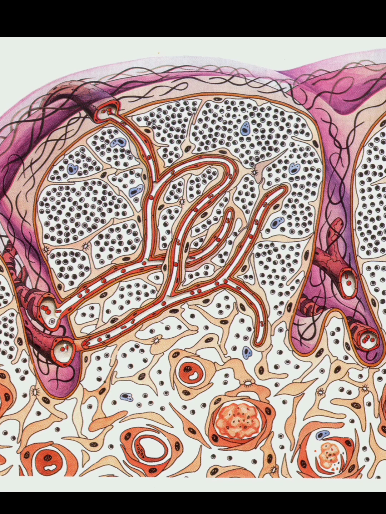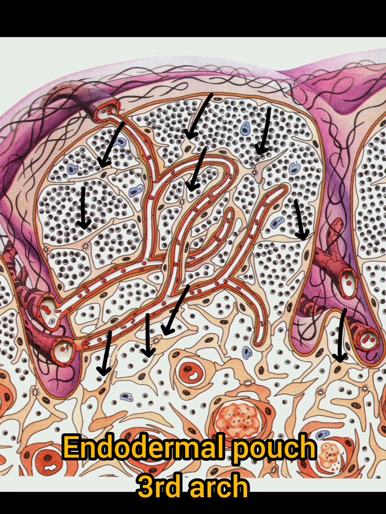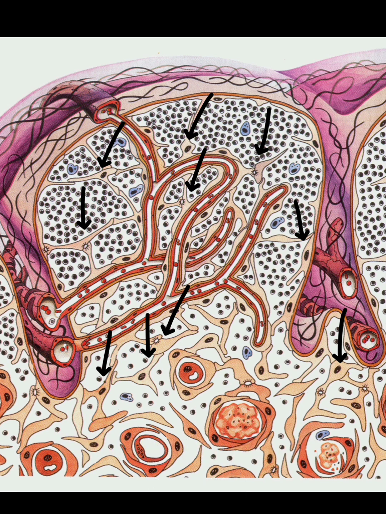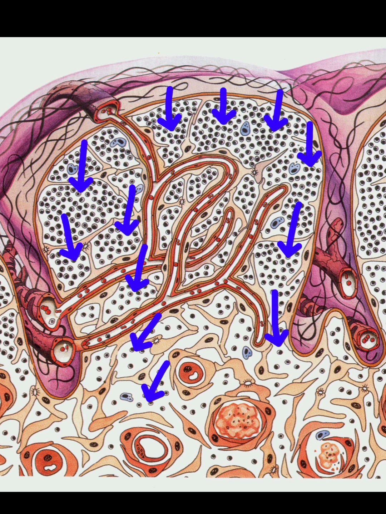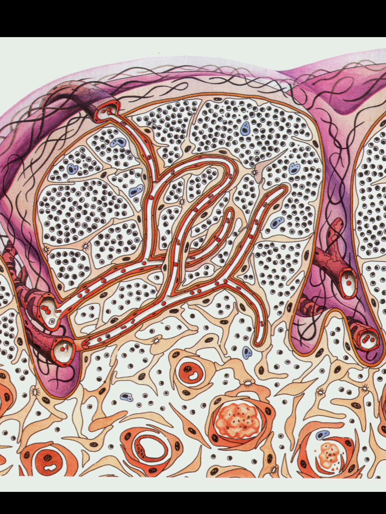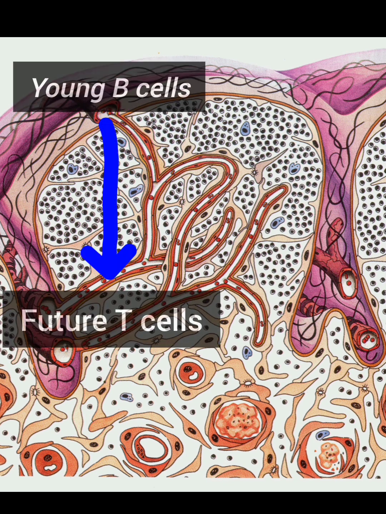Brief the development of thymic tissue. Reticuloepithelial cells are derived from the endodermal pouch of the third pharyngeal arch. They form a meshwork of these cells like a sponge. The gaps between these cells are occupied by young B cells which are derived from bone marrow. These B cells are precursors for maturing T cells of the future.